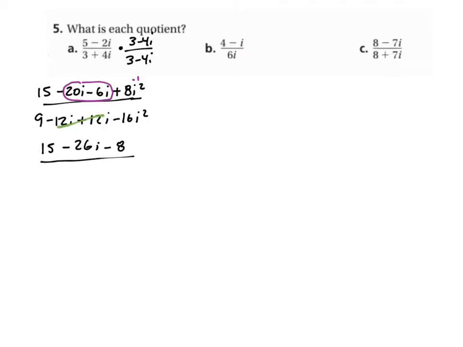We know that this should cancel. This becomes negative 1. So on the bottom, we've got 9 plus 16. We can still kind of clean this up. 15 minus 8, that's 7 minus 26i. And then on the bottom, we've got 25. And so we can just write this as 7 over 25 minus 26 over 25i.